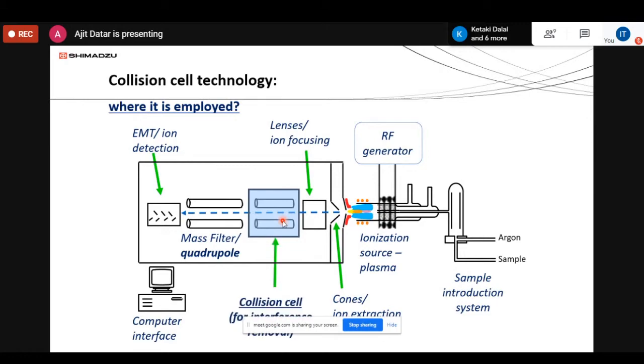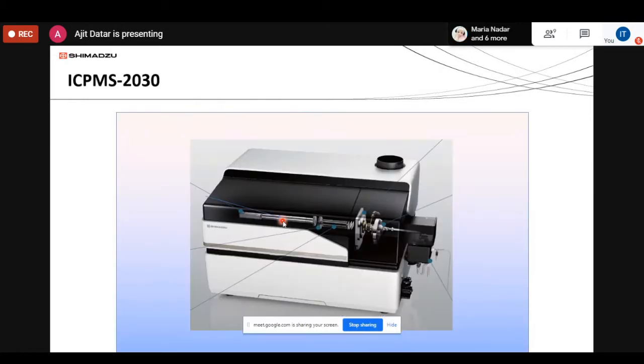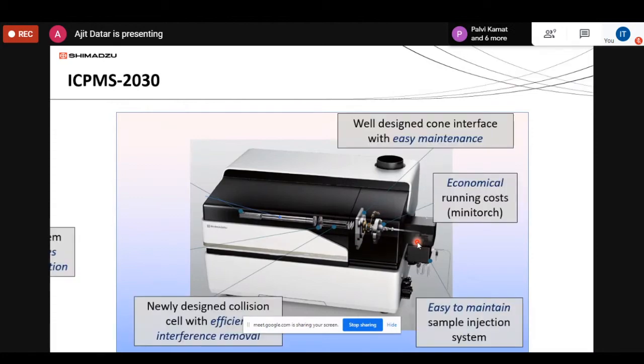I'm not going into details because that is not the purpose. This is how the ICP-MS looks. This is the quadrupole, there is a collision cell, and the plasma is outside.